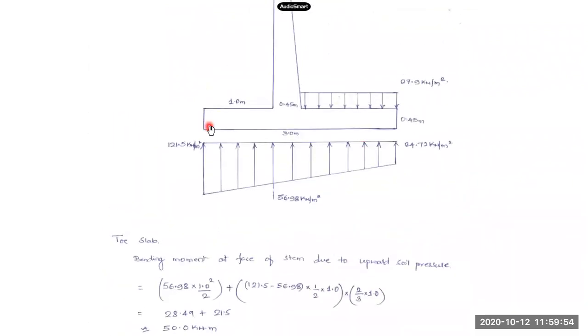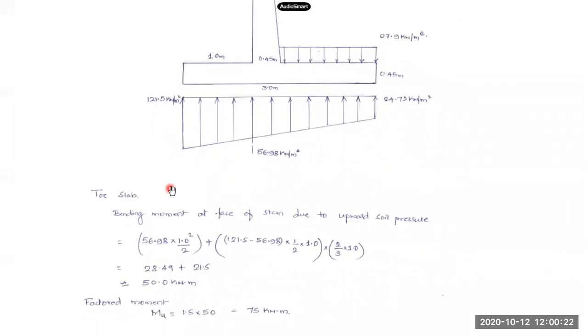Now, for designing, we'll consider 1 meter length of the retaining wall. So this eventually turns out to be 121.5 kilonewton per meter and 24.72 kilonewton per meter. All these pressures which are in kilonewton per meter square, when I take 1 meter length of retaining wall, I'll be multiplying by that 1 meter length. So this will result in a load intensity of kilonewton per meter.